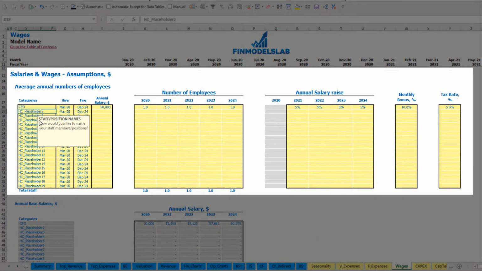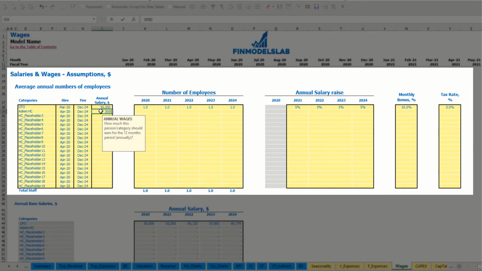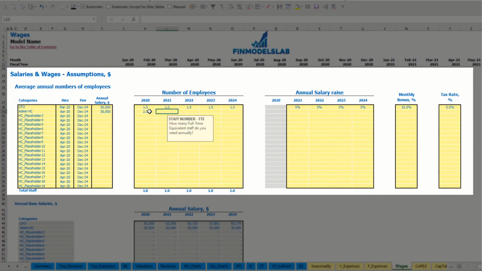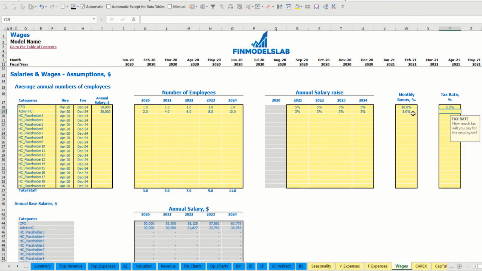Another option could be an admin account, which will start in April and will grow till the end of the model with an annual salary of $30,000. Let it be in year number 1, 2, then 4, 6, 8, and 10 headcounts, with 3% of annual salary growth, 5% of monthly bonus, and 5% of payroll tax rate.